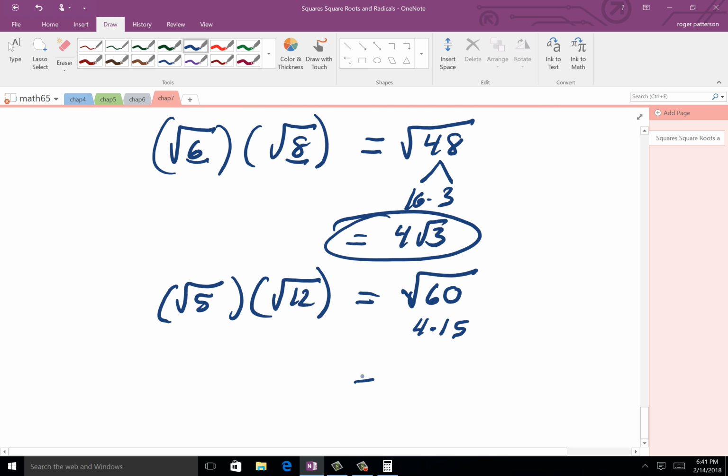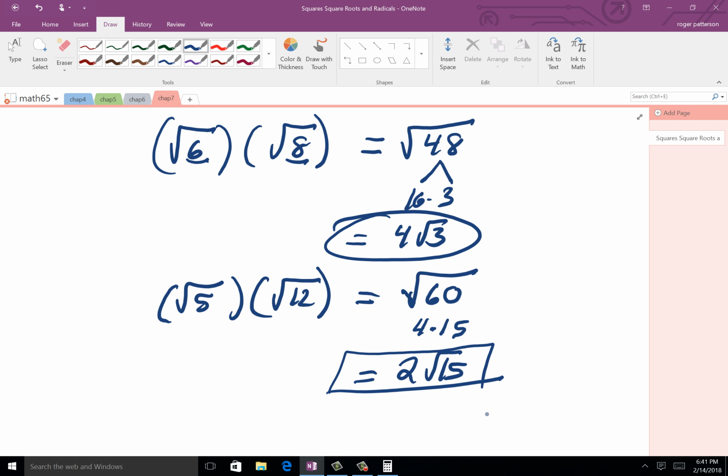Okay. So what's this one going to turn out to be then? 2 square roots of 15. Okay. 2 square roots of 15. So if none of these numbers go into it, then it's done? It's done. Right. So if we didn't have anything that goes into 60, we'd have been done with it before. Okay.